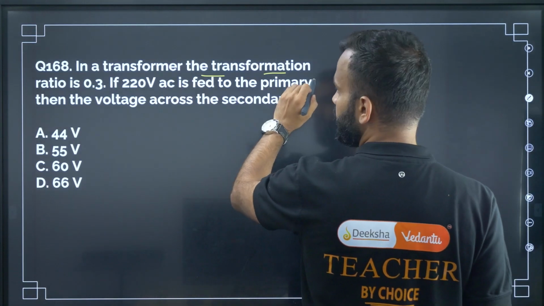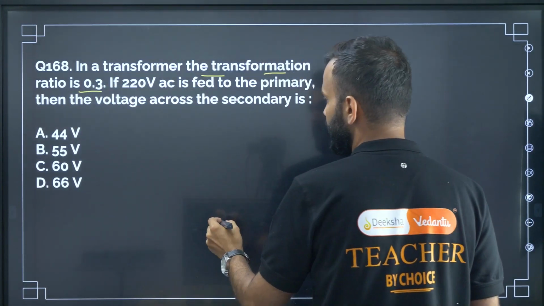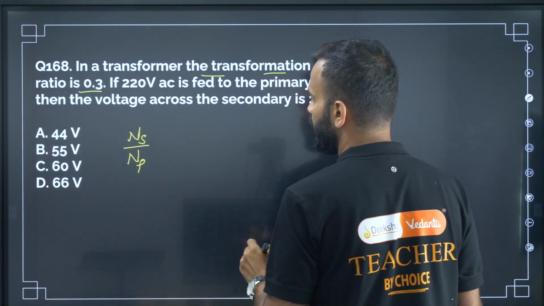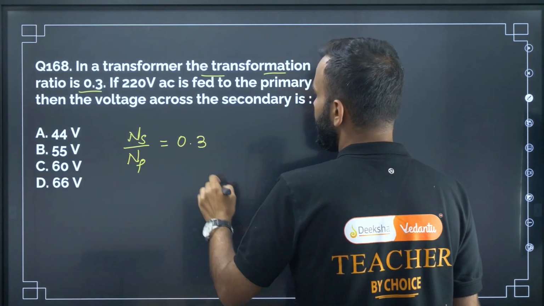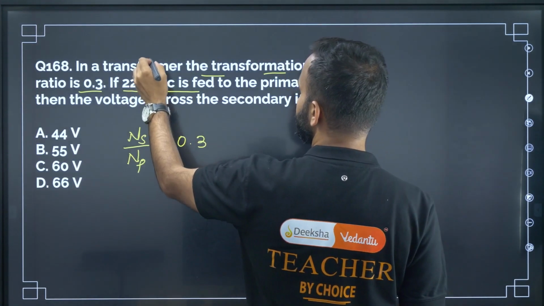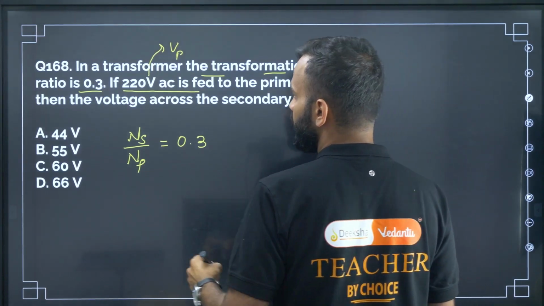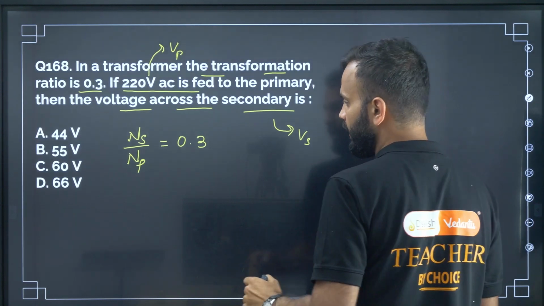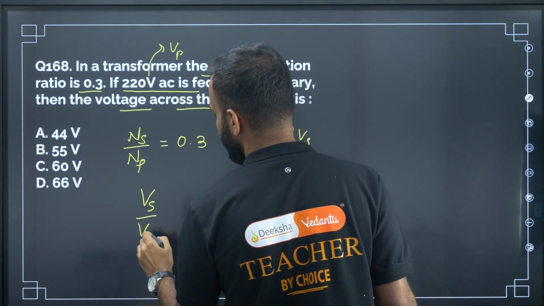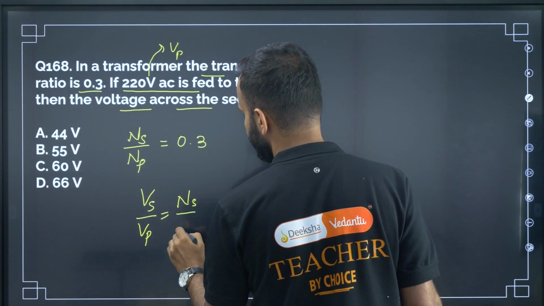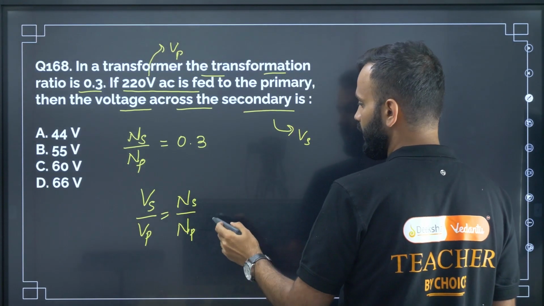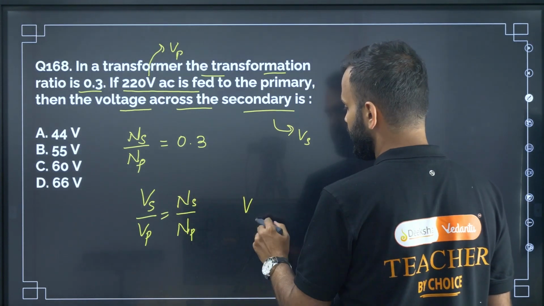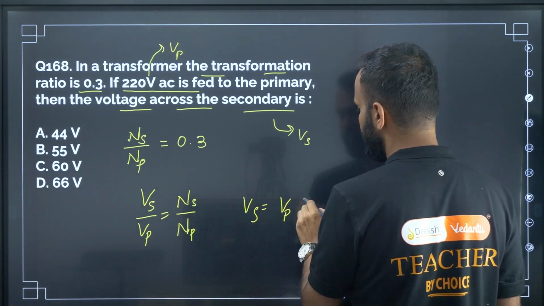Next question, question number 168. In a transformer, the transformation ratio is 0.3, that is Ns by Np, the number of turns in the secondary coil to the number of turns in the primary coil is 0.3. If 220 volt AC is fed to the primary, that is Vp equal to 220 volt, then the voltage across the secondary, that is Vs, is, we need to find. We know that Vs divided by Vp is equal to Ns by Np. Vp is given, we need to find Vs. Ns by Np is also given, that is 0.3. So Vs equal to Vp into Ns by Np, that is 0.3.